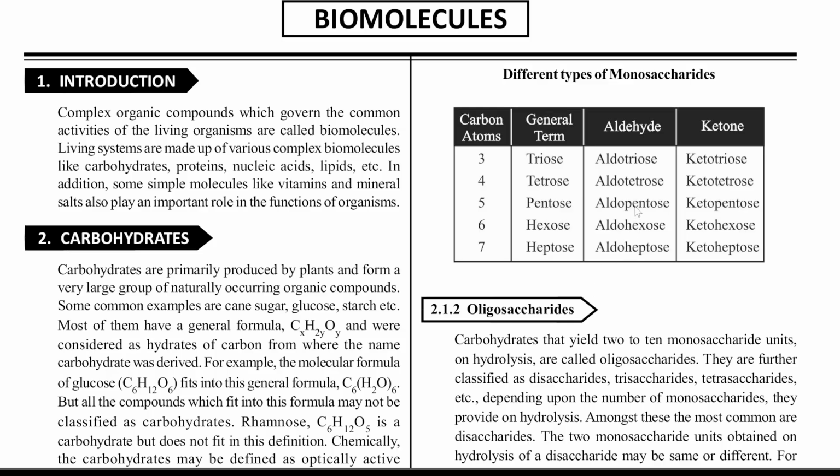As you can see in the given table, based on the number of carbon atoms, different types of aldoses and ketoses are formed. For example, a 3 carbon chain is known as triose, and it is commonly known as aldotriose or ketotriose based on the functional group present, aldehyde or ketone. Similarly, 4 for tetrose, 5 for pentose, 6 for hexose, and 7 for heptose.